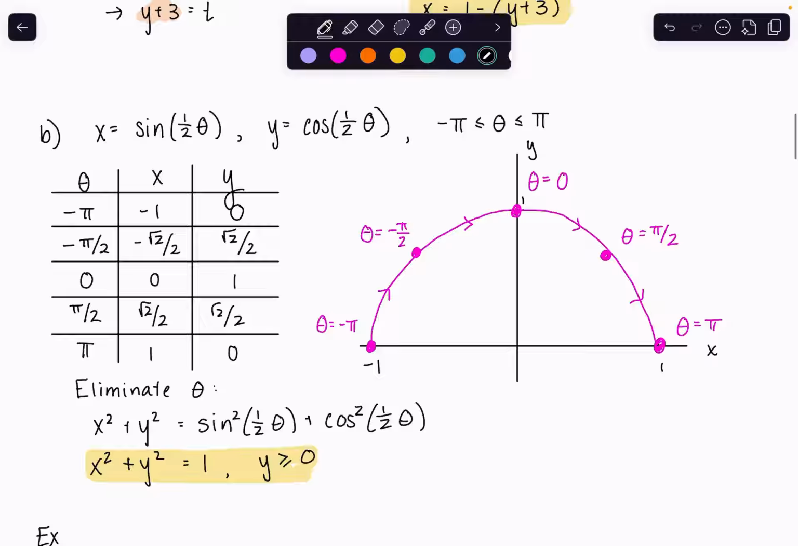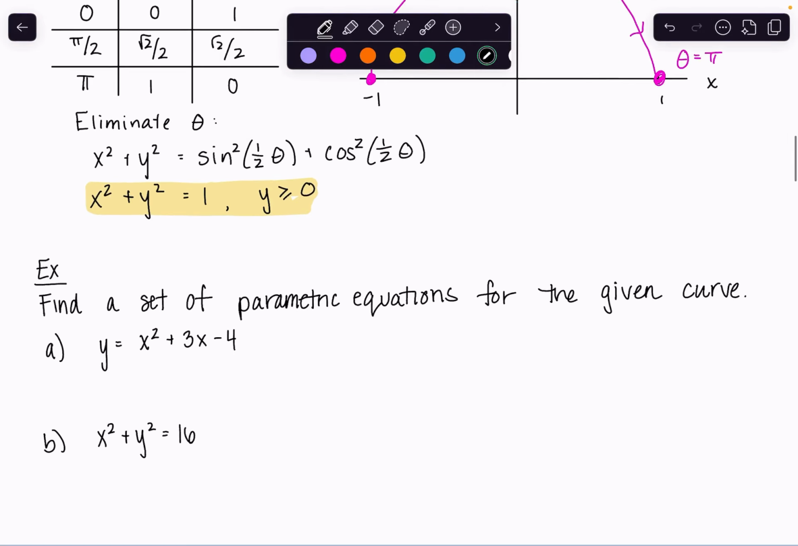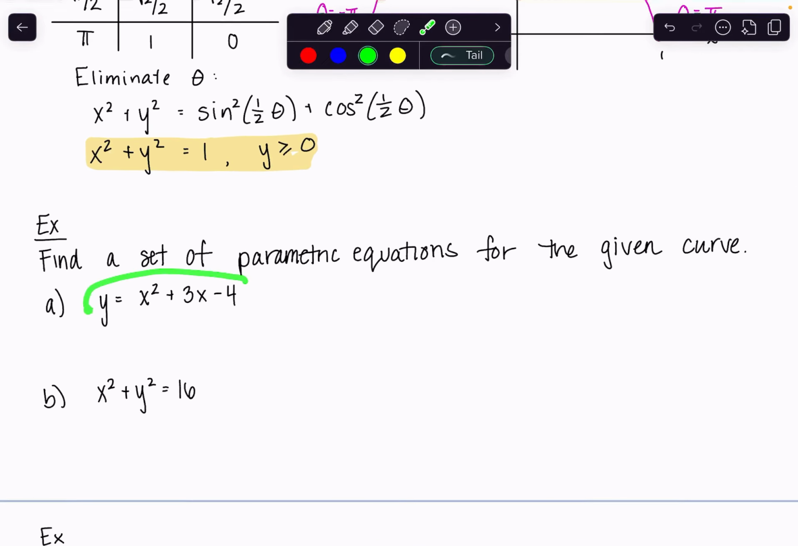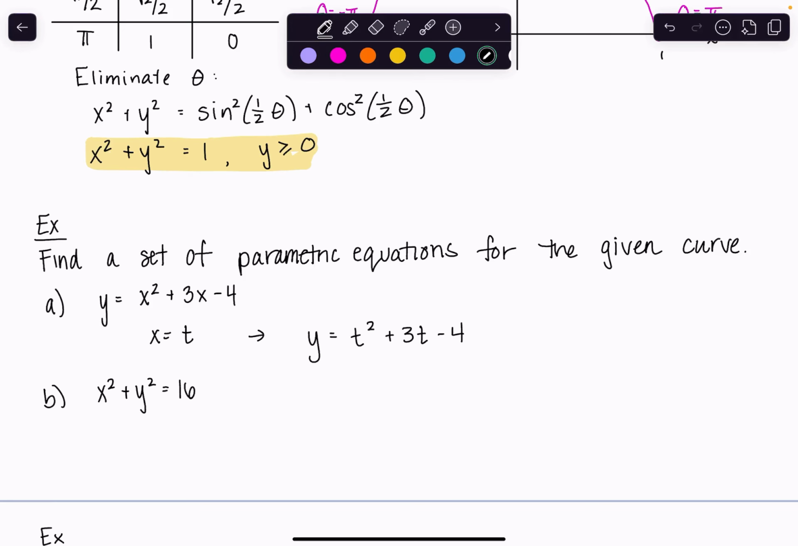Now let's try to do the opposite. Let's be given the normal equation, and we want to find a set of parametric equations for it. In this first example, it's already a function. Y is written completely in terms of x. So one way we could parametrize this is you just let x be t. Then anywhere I see an x in this equation, you replace it by t. So your y coordinate's given by t squared plus 3t minus 4. Okay? So this would be our set of parametric equations.